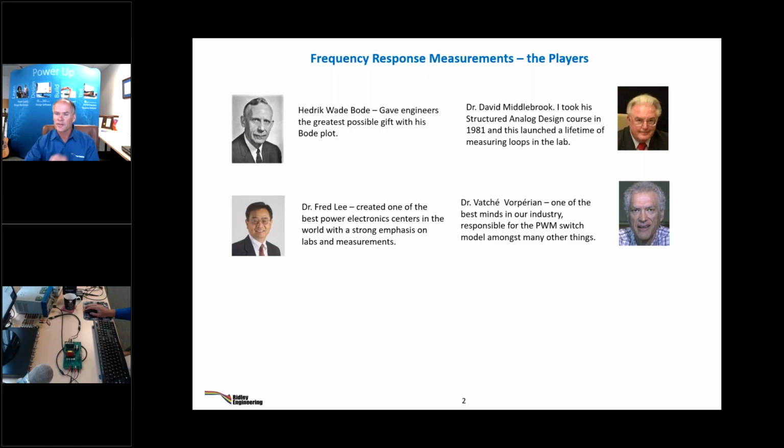And then we have Dr. Vorperian. He was one of, still is, not was, he is one of the best minds in our industry in terms of analytical work. And he was Middlebrook's student, and he followed on Middlebrook's work with more on the extra element theorem and just generalized fast circuit analysis. And I don't know anybody better at analyzing circuits than Vatché.